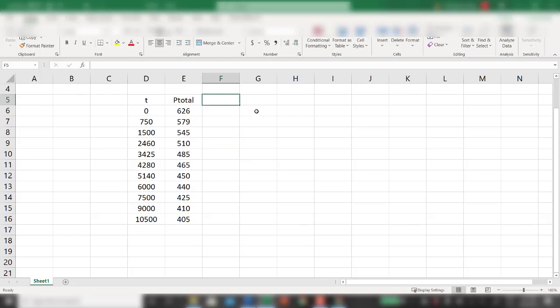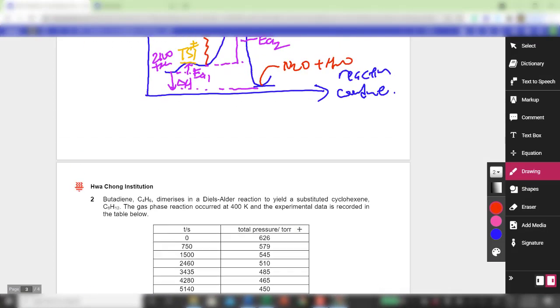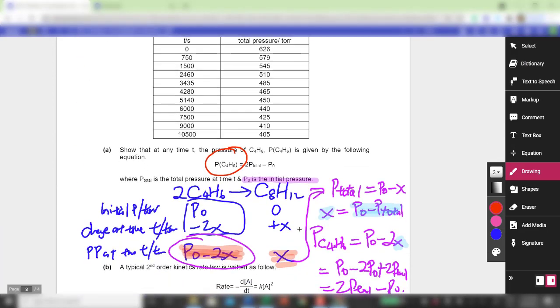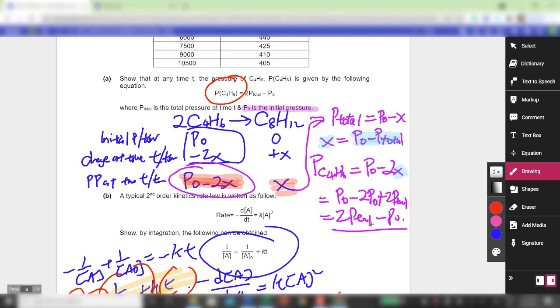So remember, just go back to earlier on. You are asked to express the partial pressure of C4H6 in terms of P total and P naught, and then you get this expression. So you're supposed to prove this. Even if I cannot prove this, I can still carry on and do this particular question. This is a way to ensure that the students will not get penalized for not being able to do the mathematics in part A. Okay, so let's do that.